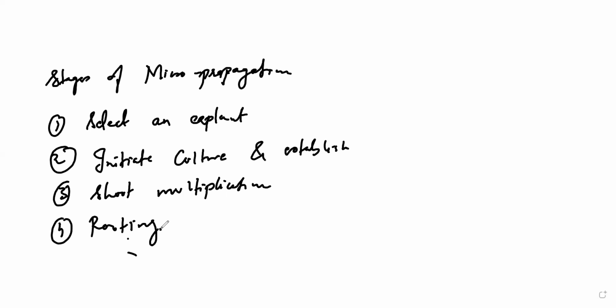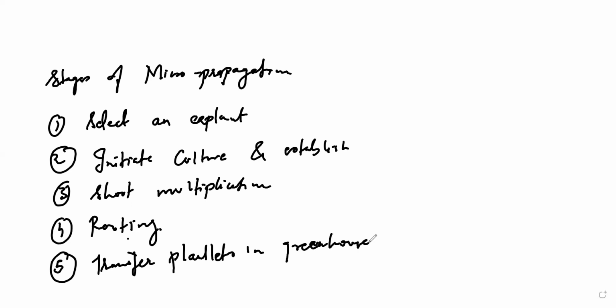And after shoot and root are developed in that plant, the fifth step is you just have to transfer the plantlets to the greenhouse. To do these things, you can use different kinds of methods, meaning different parts you can use. The first you can use is meristem. Meristem means the upper, most actively dividing parts, which you can also take for this.